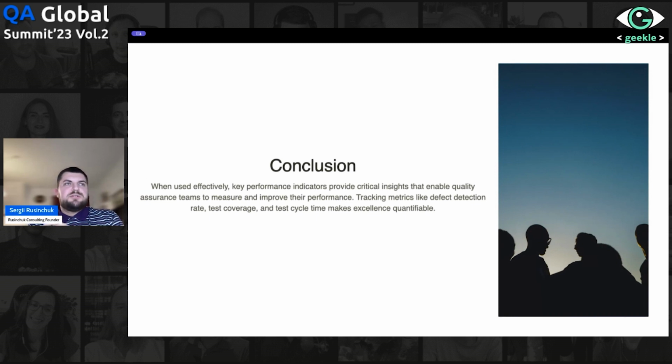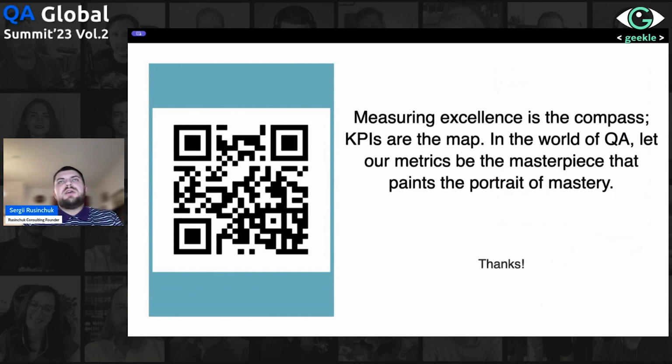Conclusion: when used effectively, KPIs provide critical insight that enables quality assurance teams to measure and improve their performance. Tracking metrics like defect detection rate, test coverage, and test cycle time makes excellence quantifiable. And the last slide for today is a quote I created while making this presentation: Measuring excellence is the compass, KPIs are the map, and in the world of QA, let our metrics be the masterpiece that paints the portrait of mastery.